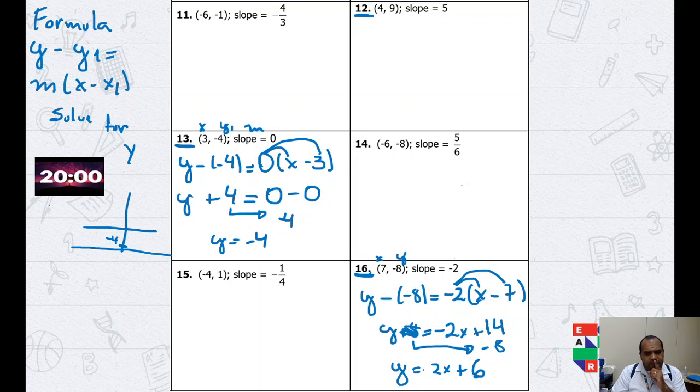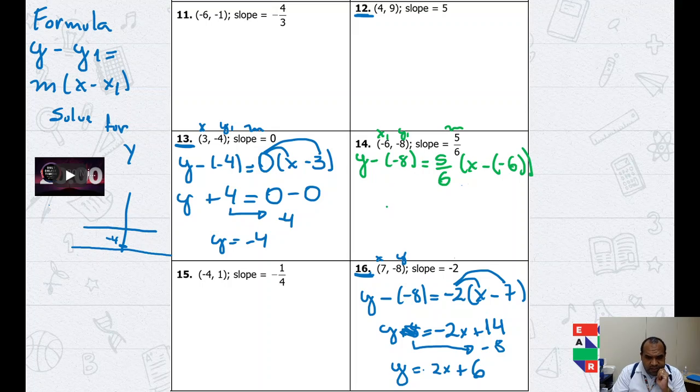Let me think about it. Let me take one a little hard. Number 14. Number 14 I think is okay. Here is my x1, my y1, and my slope. Great. Let's go ahead here. Use the formula. y minus negative 8 equals my slope, 5/6, x minus, remember parentheses, because negative 6.